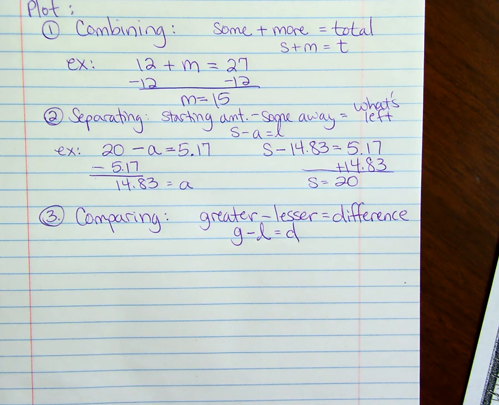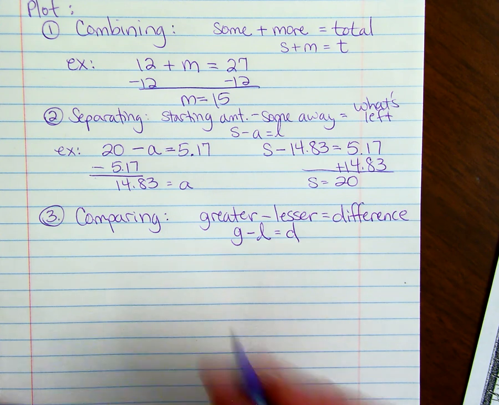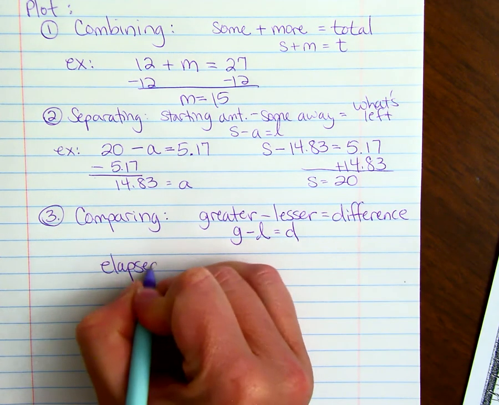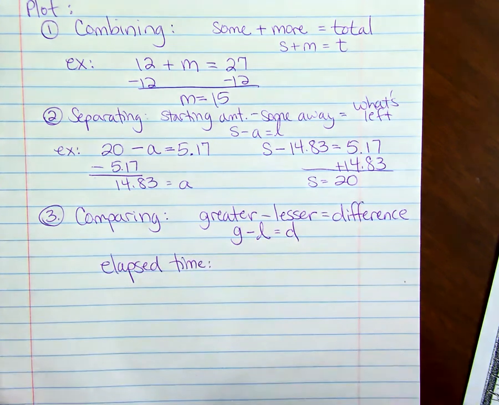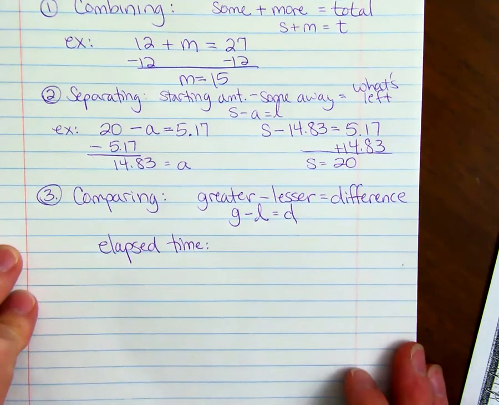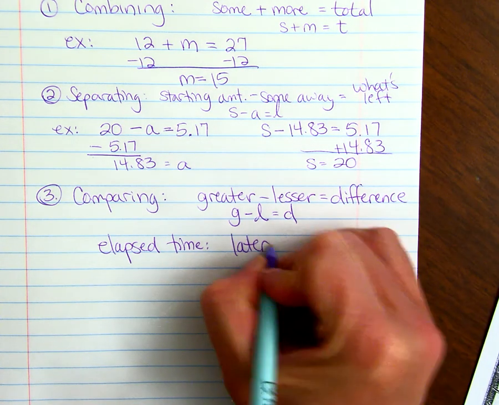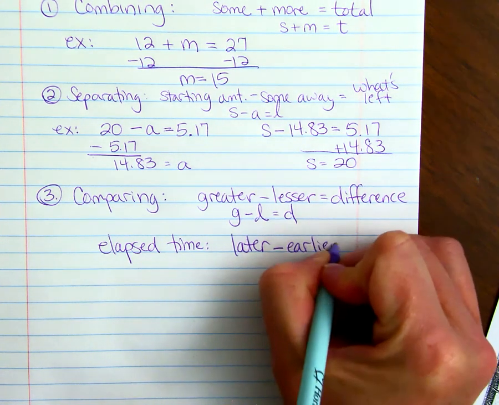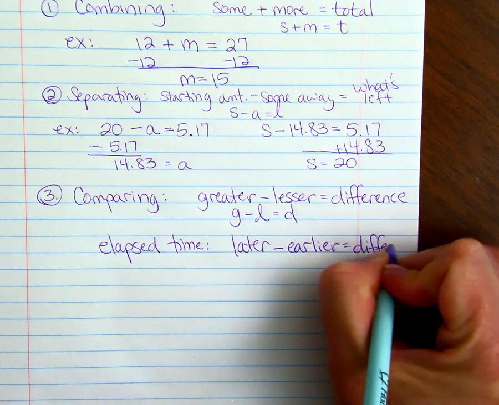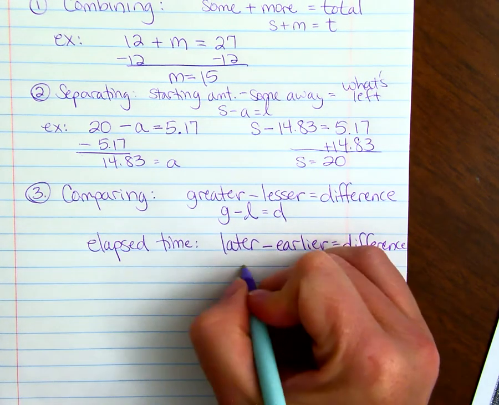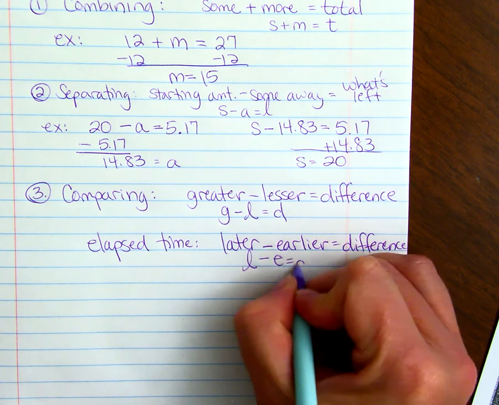A subset of comparing, or a specific plot that is also comparing, sometimes we call elapsed time. It's actually not a separate plot. It still goes with comparing, because you're comparing the beginning time and the ending time, but it is a specific plot called elapsed time. Later minus earlier equals the difference. And we do like L minus E equals D.